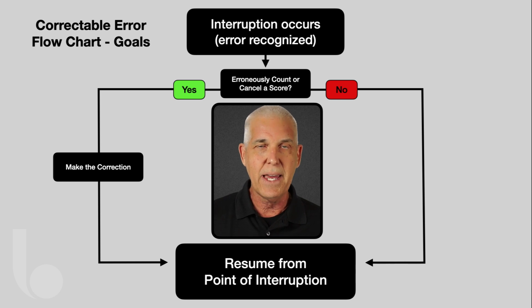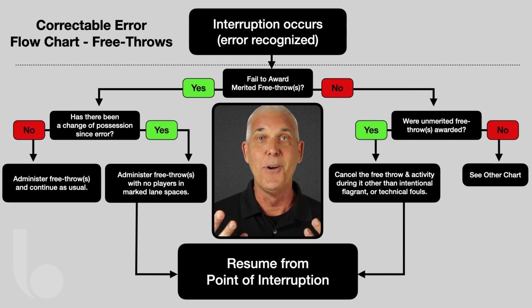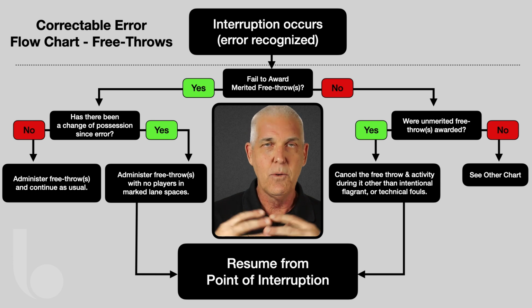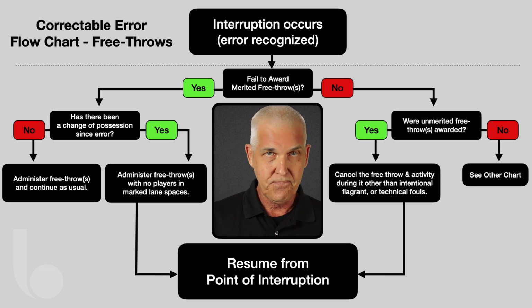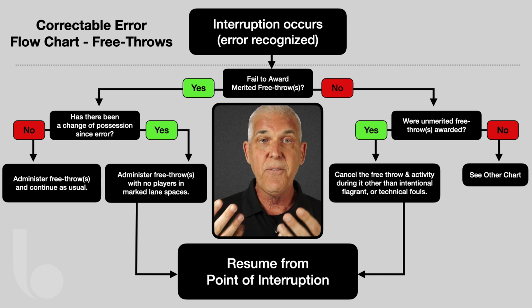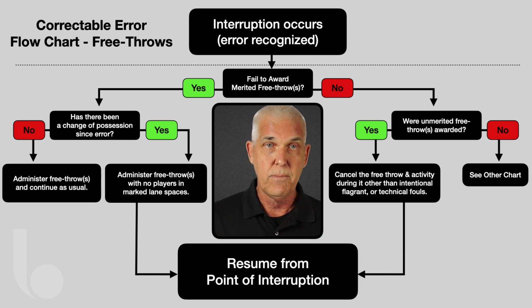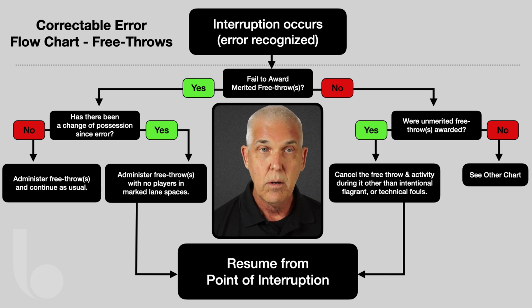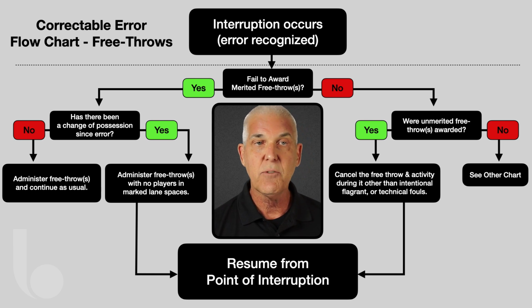If it's yes, we make the correction, and if it's no, we have nothing. Super simple. Now, free throws, a lot more complicated. If we have a situation where we have stopped play due to a correctable error and it involves free throws, we have to go through some determinations. Did we fail to award a merited free throw? If so, then has there been a change of possession?